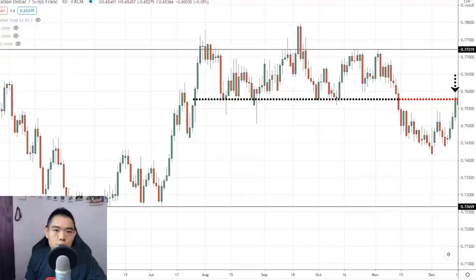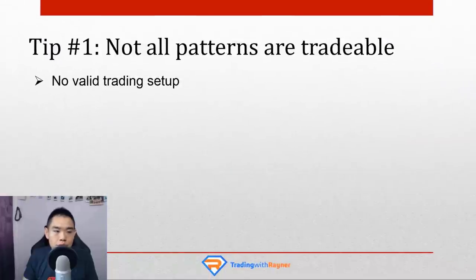So now you can set your stop loss to reference this area where previous support could be resistance. That could be another approach, right? But again, you have to wait for that trading setup to unfold itself. It may or may not occur. Okay, so that's the first tip that I have for you. When you trade chart patterns, reversal patterns, not all of them are tradable.